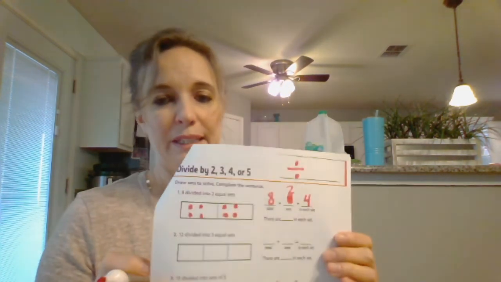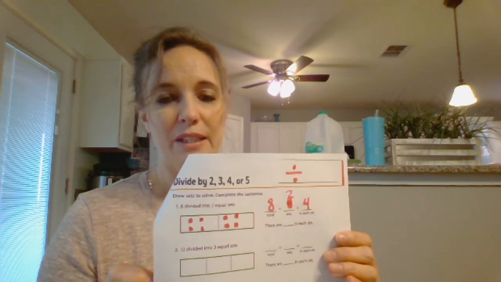So how many ended up in each set? 4. So I want you to take it and you put down 8, and we put it into sets of 4. And we put it into sets of 2. I'm so sorry. We had 2 equal sets, and we ended up with 4 in each set. So I made a little mistake. Hopefully you didn't. 8 divided into 2 equal sets is 4.